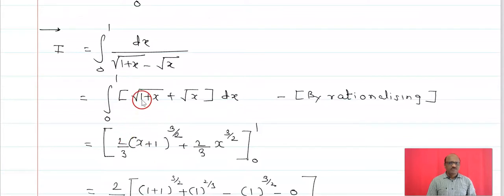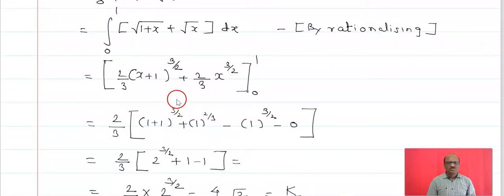That is, you will get the integral of this as x plus 1 raised to 3 by 2 upon 3 by 2. 3 by 2 means what? It's a multiple and reciprocal. You will get 2 by 3 into x plus 1 raised to 3 by 2, plus root of x integral, what will we get? x raised to 3 by 2 upon 3 by 2, then you will get 2 by 3, 0 to 1.